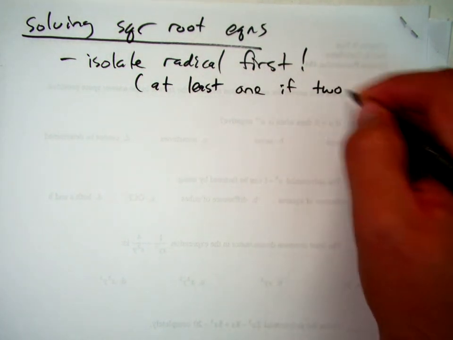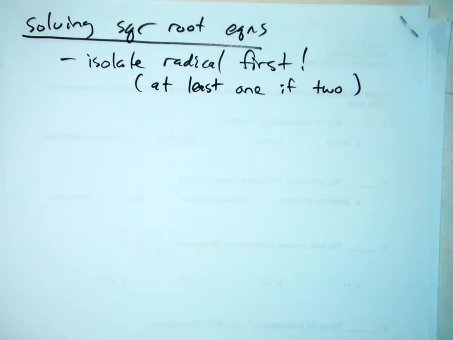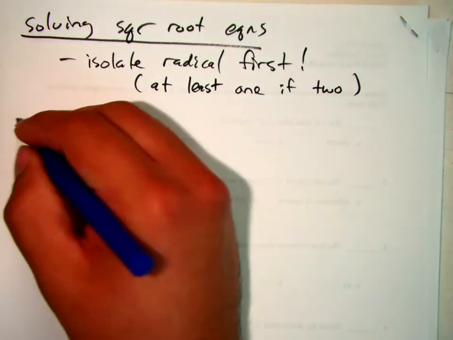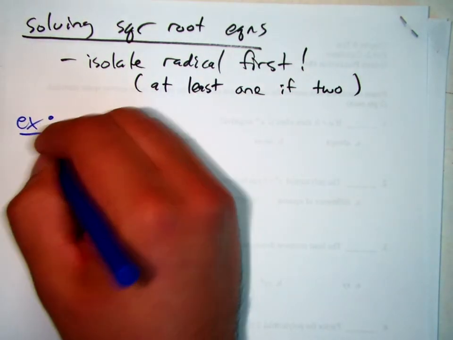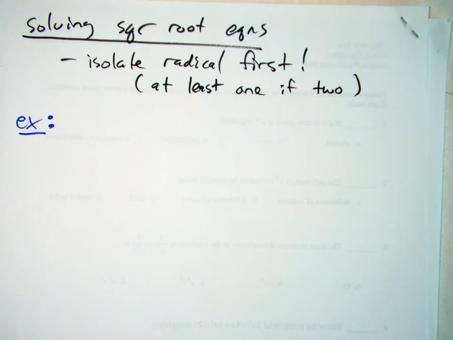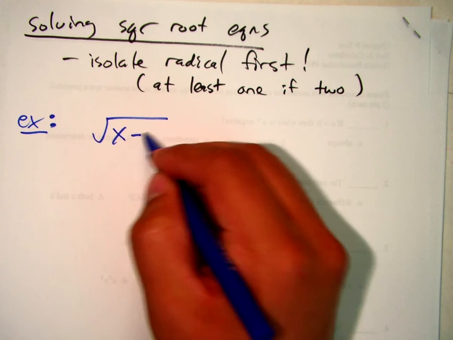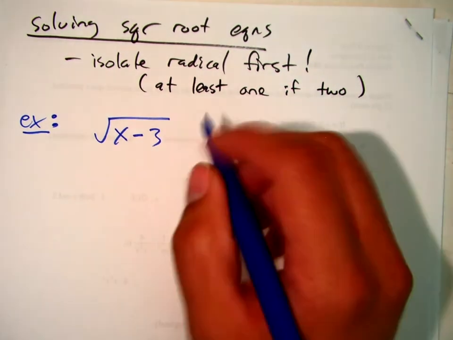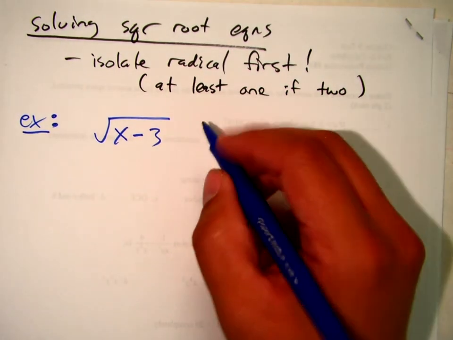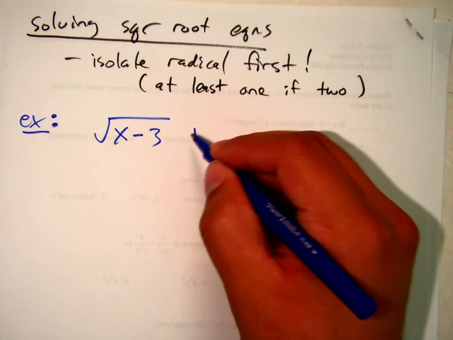So, for example, we already went over one from the homework, right? Where you had a little square root and you had to move stuff around. Let's say you have square root of x minus 3 plus 9.